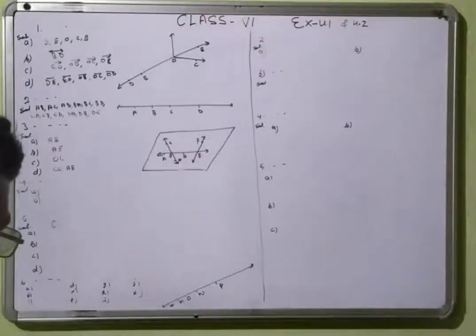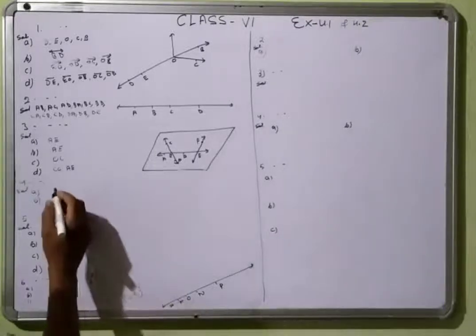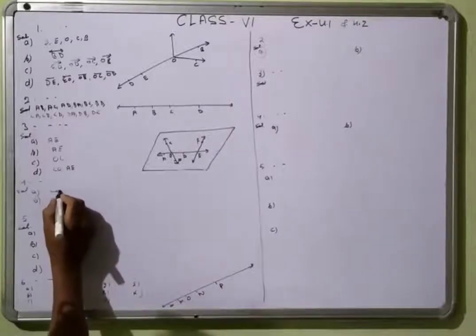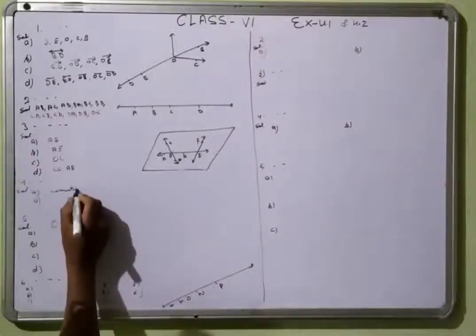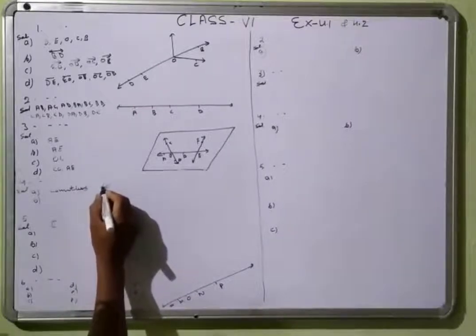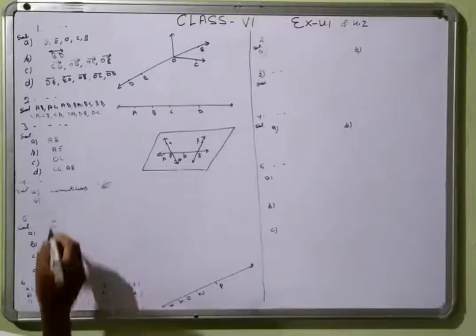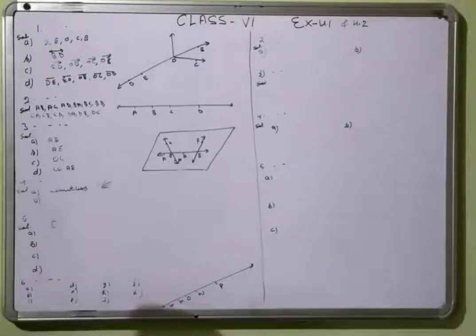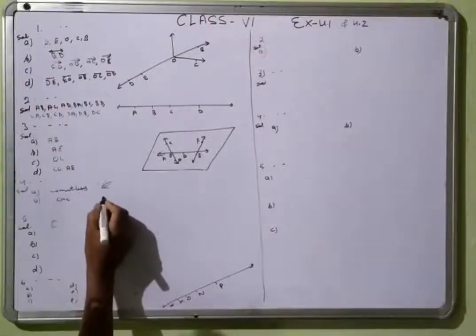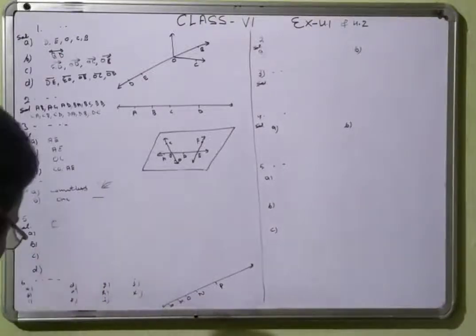How many lines can pass through one given point? Many more, countless. Like this is the point, many more. Part B, two given points: only one, because we have 2 points, so we have one line.